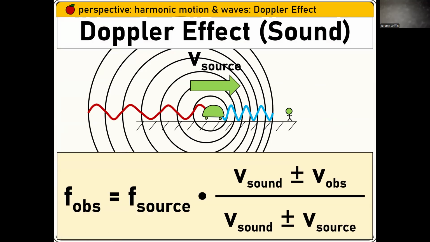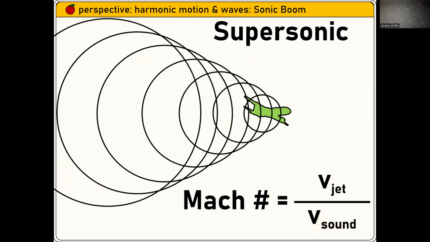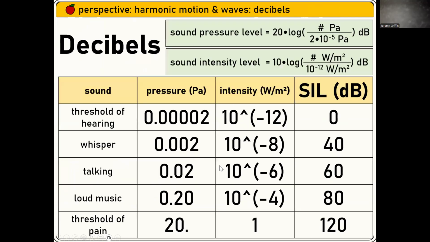A car goes by, you hear a pitch shift. Here's what you guys were talking about with the whip: if you break the sound barrier and go faster than sound, it's called supersonic. Faster than sound. All right, decibels.